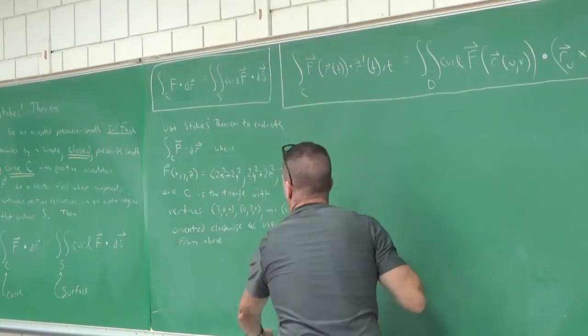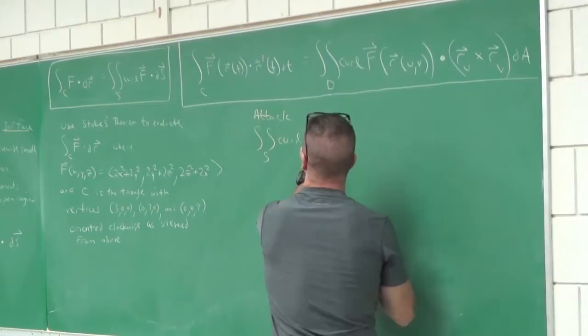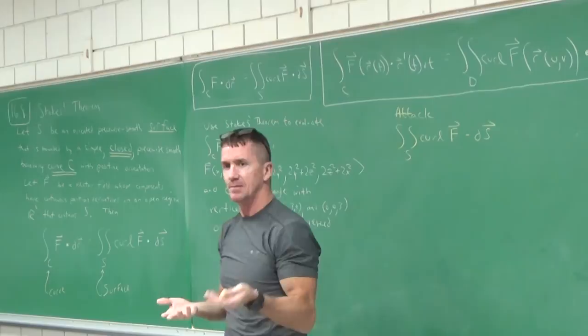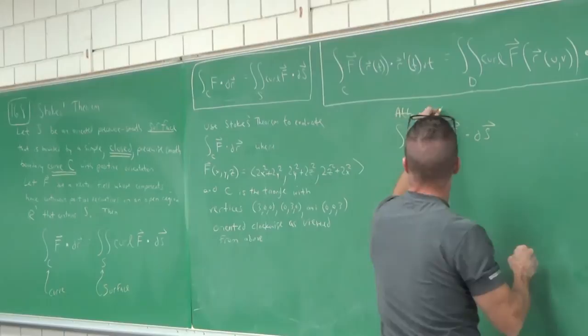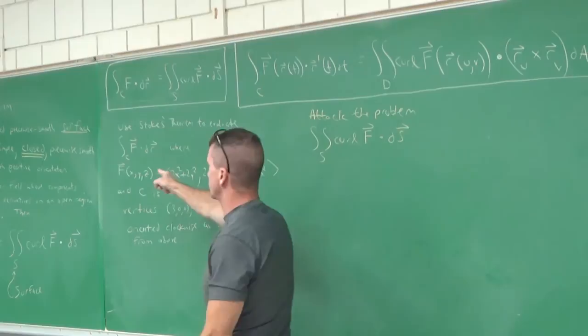How are we going to attack this problem to begin with? It's recommended that we attack it this way. It should be easier. You may argue, well, I could do it on either side of the problem, this way or this way. But it should be easier to do it this way. That's how we're going to attack the problem. All right, so this is what you and I are going to do: the curl of the vector field. We've got a little work to do, but it still should be a lot easier than doing the line integral directly.